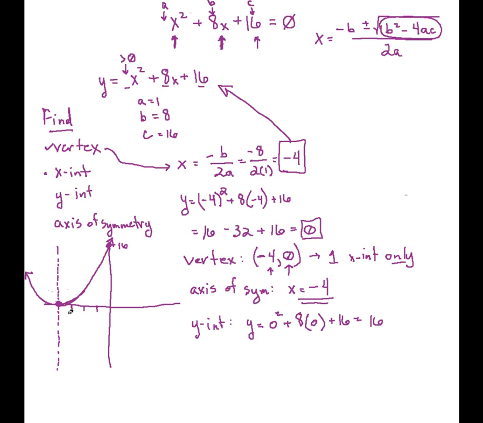So with that, we've done everything that we were asked to do. We found the vertex. We found the single x-intercept right here at the x-axis. We found the single y-intercept over here at y equals 16. And we made a note of the axis of symmetry at x equals -4.